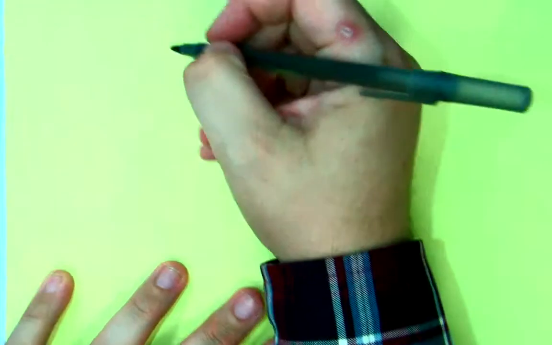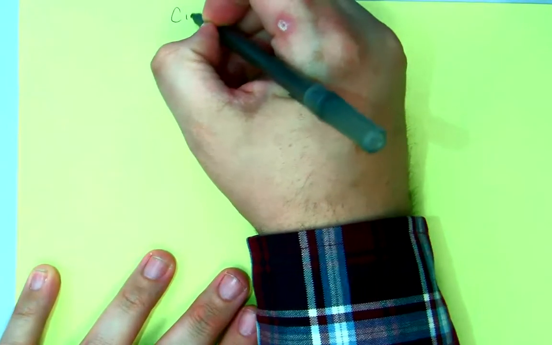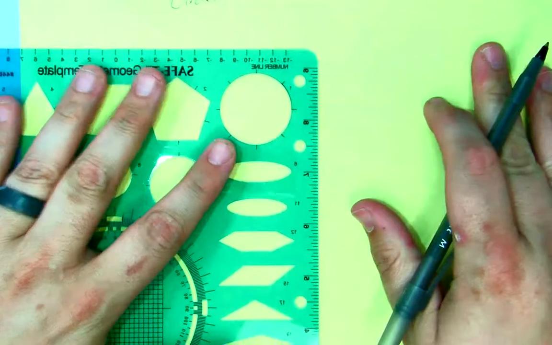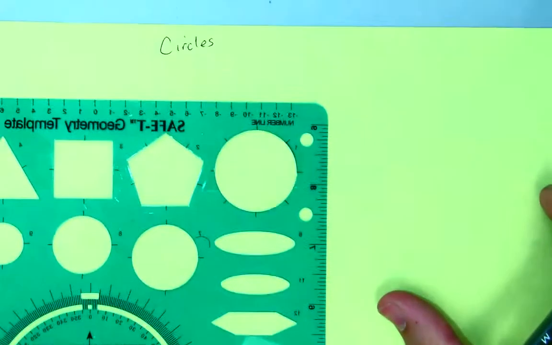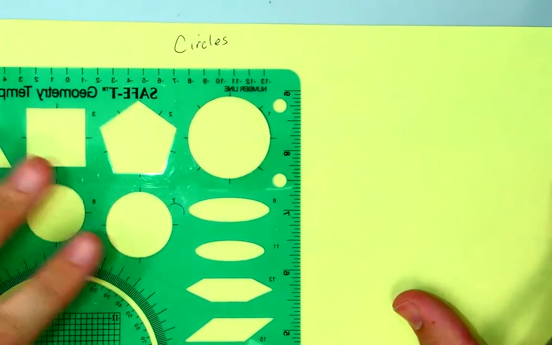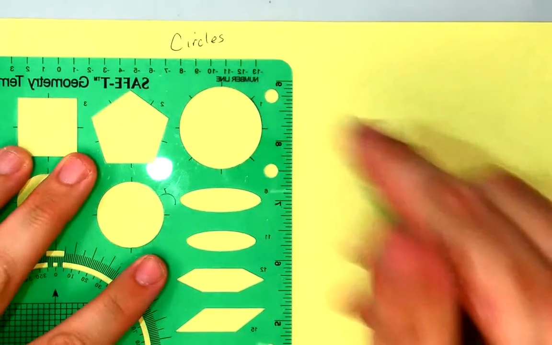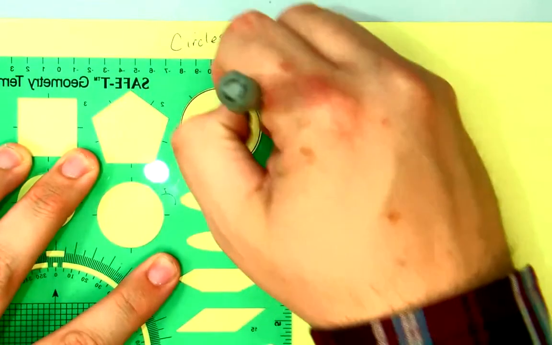Hi everybody, we are going to talk about circles. With circles, we're going to be finding out how to figure out not only areas and circumferences, but other things like arc length and sector areas.